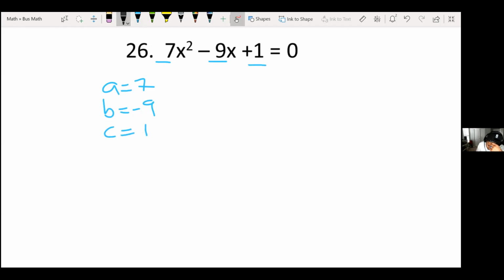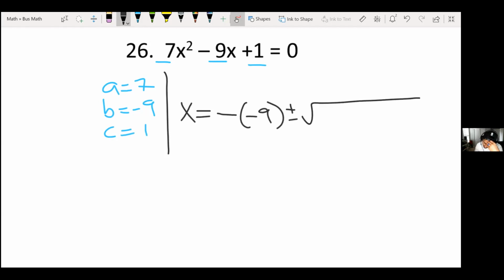Now do a little separation, start the quadratic formula. x equals negative b, so negative 1 times negative 9, plus or minus the square root of negative b squared minus 4 times a times c.